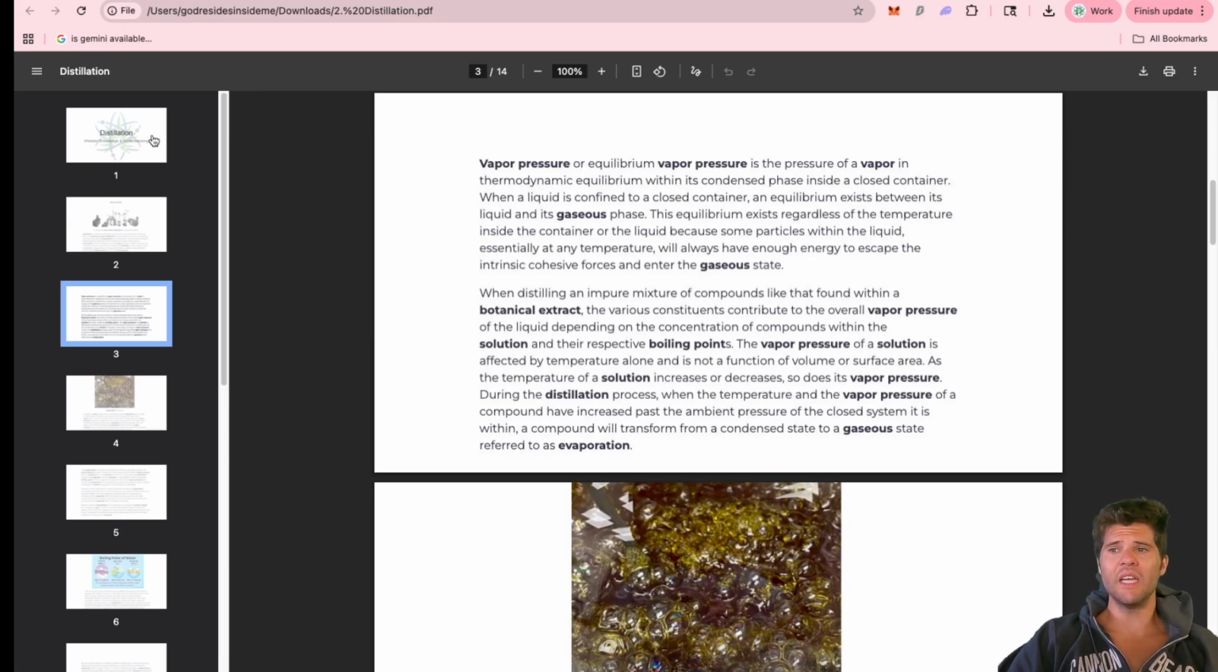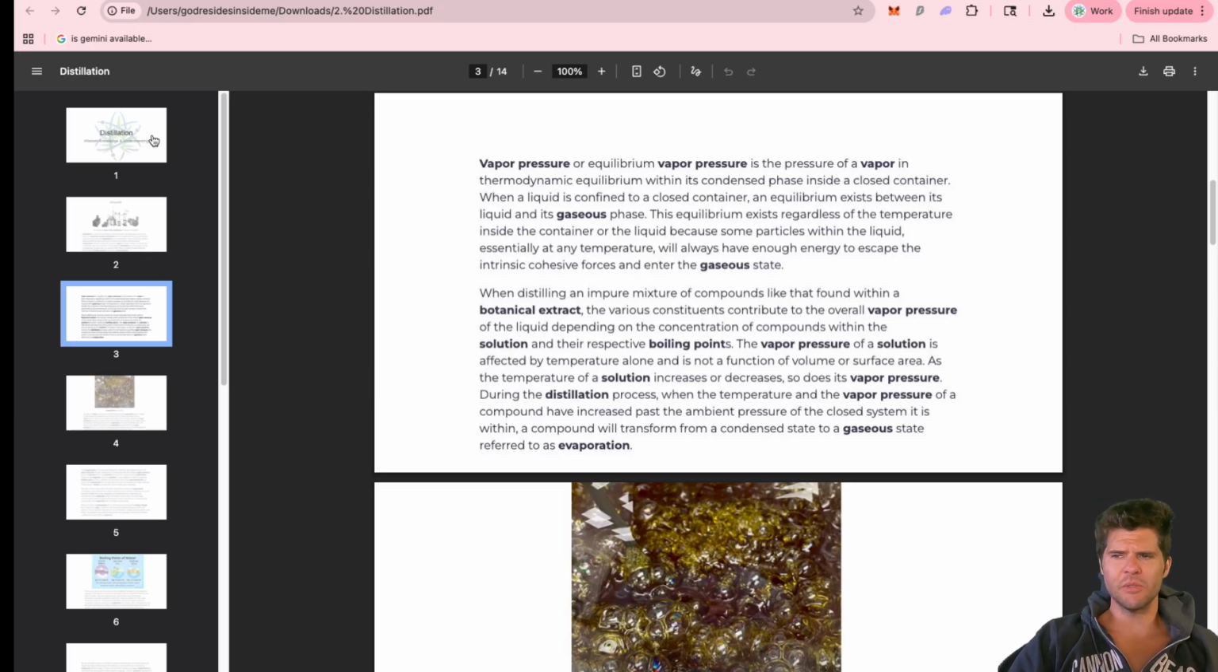When distilling an impure mixture of compounds like that found within a botanical extract, the various constituents contribute to the overall vapor pressure of the liquid depending on the concentration of compounds within the solution and their respective boiling points. The vapor pressure of a solution is affected by temperature alone and is not a function of volume or surface area. As the temperature of a solution increases or decreases, so does its vapor pressure.